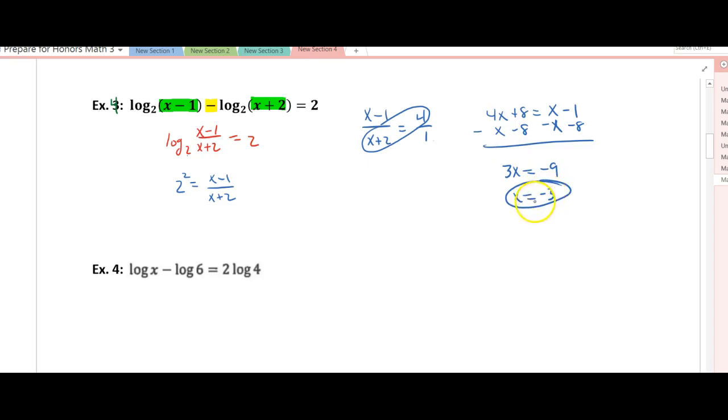But we do have to plug this in and check it. And when I plug it in and check it, log base 2 of negative 3 minus 1, is this going to be possible to do? No. So the thing is, this is not a solution. And it ends up being that there's no solution to this problem, because if negative 3 doesn't work, none of it works.